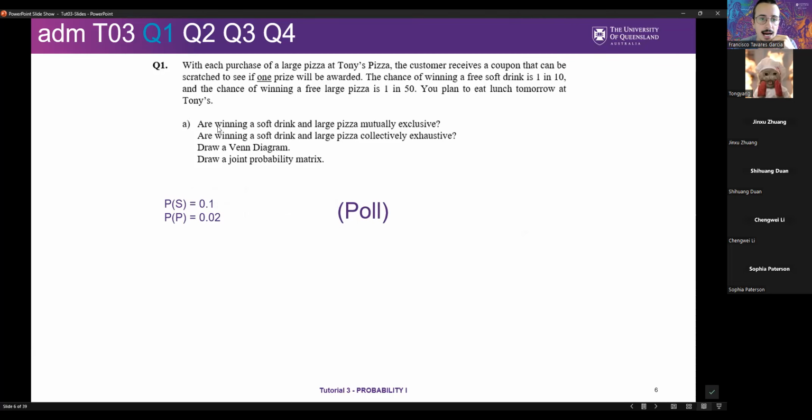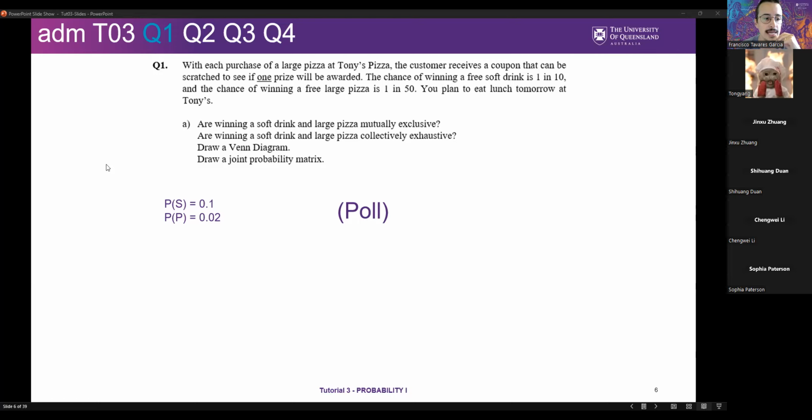Are winning a soft drink and large pizza mutually exclusive? And I do have a poll for you. Let's go there. Yes, this one. I will read the question with you. Are winning a soft drink and large pizza mutually exclusive? Are winning a soft drink and large pizza collectively exhaustive? And those are basically the questions I had in the poll.